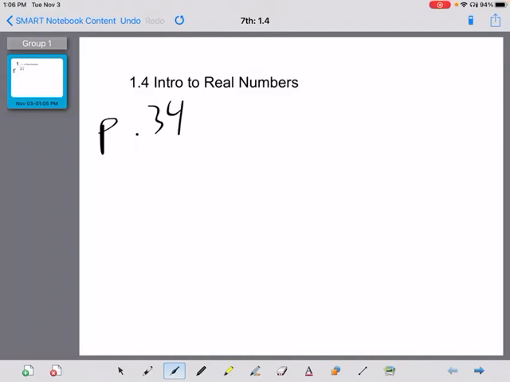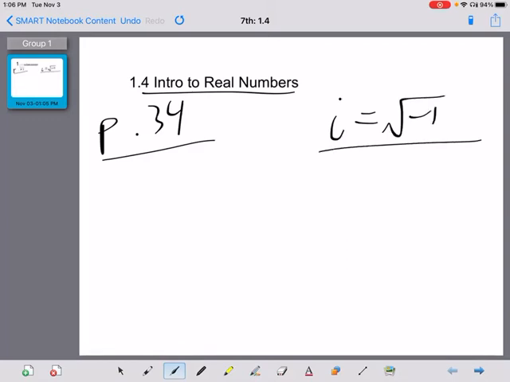All right, so we're on page 34, Intro to Real Numbers. And now you're like, hey, Mr. Brown, don't you mean, aren't all numbers real? Yes. Well, yeah, so remember I talked a little bit about that number i. It's the square root of -1. It's a number that doesn't actually exist. Talked about that at the beginning of the chapter. So we're just going to talk a little bit about what real numbers look like.